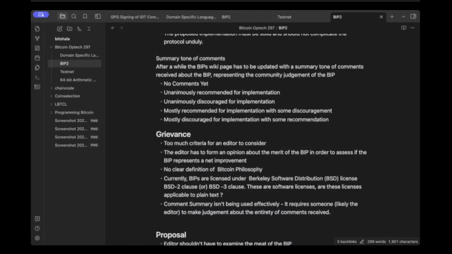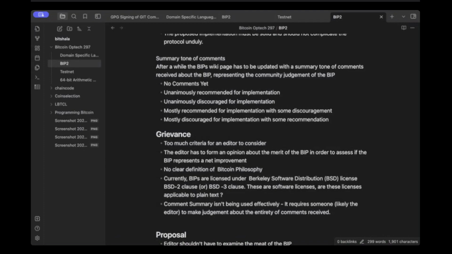The argument is that how can an editor say that the BIP represents a net improvement without forming an opinion about the BIP? Editors are supposed to not be opinionated, and they have to provide a fair hearing for every BIP. So the grievance is that how can an editor judge it without forming an opinion? And there is no clear definition of what a Bitcoin philosophy is.